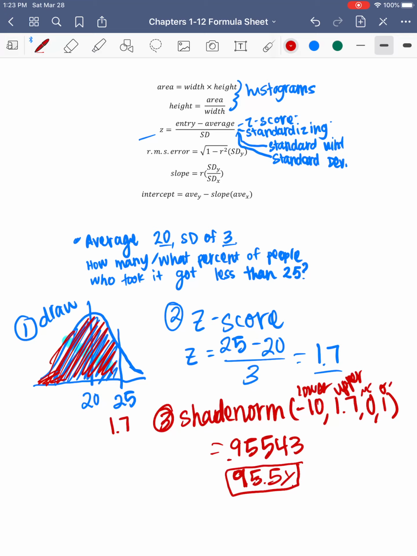So what that's saying is 95.5% of people who took this specific ACT scored a 25 or less on the math section. Okay, I just made that data up, so I don't know if that's accurate or not, but that's how we do a problem similar to this one where it's asking for a percent under a curve using the Z-score. Okay, so that's our Z-score.